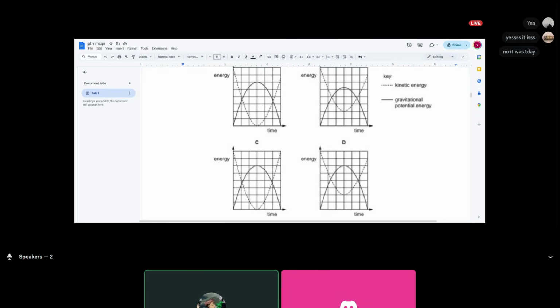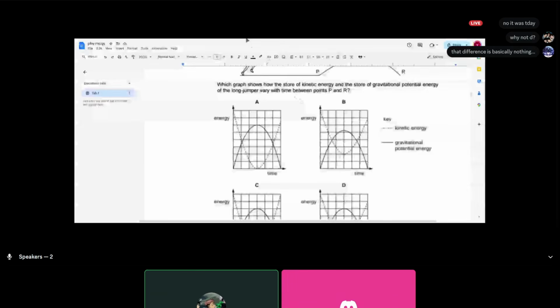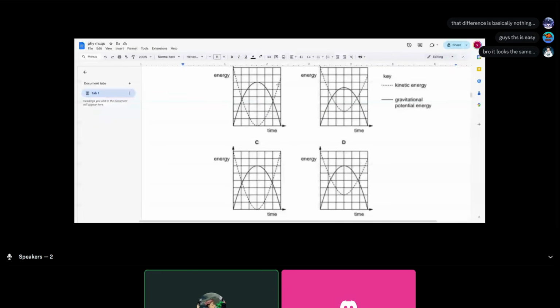Okay. Look, because there's air resistance acting, it's going to slow her down, meaning she can't reach the maximum potential. She can't reach her maximum kinetic energy. It looks the same, but look at this. They reach different peaks.